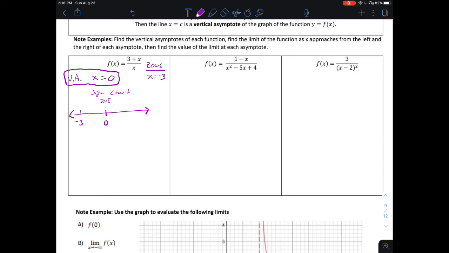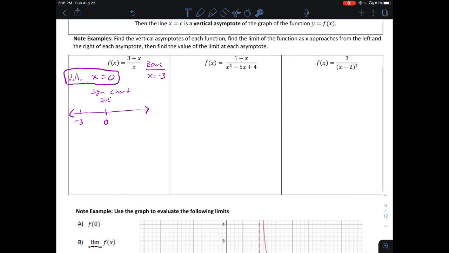The reason why I put -3 in there is because I didn't want to pick a number that was too far away from 0 to where I'd get the incorrect sign. So as long as I pick a number between -3 and 0, I'll get the true indicator of how this graph is headed. So I'm going to pick -1. If I put -1 into f of x, I get a positive numerator, negative denominator. Positive divided by a negative makes negative.